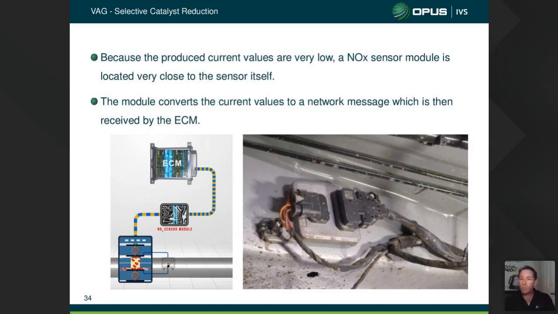So because the produced current values are very low, a NOx sensor module is located very close to the sensor itself. The module converts the current values to a network message, which is then received by the ECM. So this is a Q5 control module. Now this is mounted on basically the chassis rail underneath the engine. Back about here is where the transmission mounts and the exhaust system runs through. And that's your NOx control module there. Just be aware of where it sits.